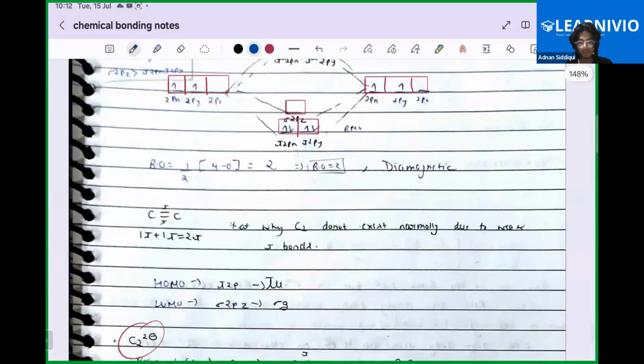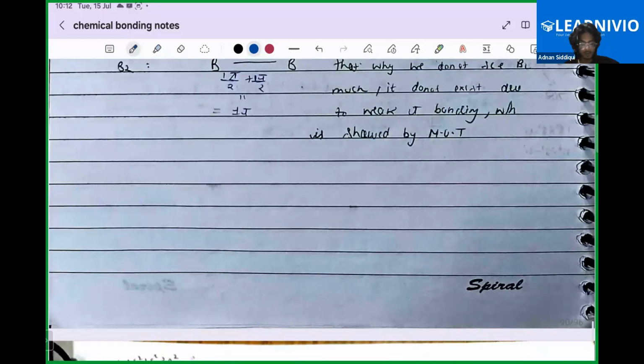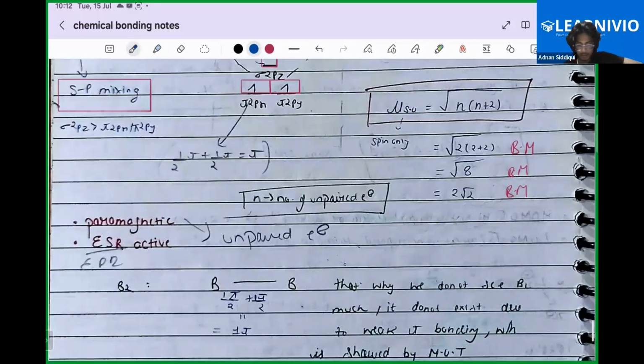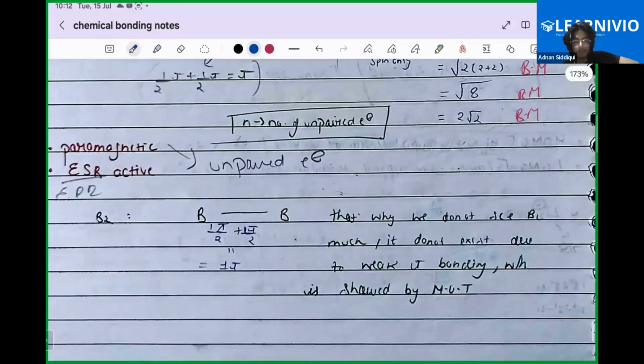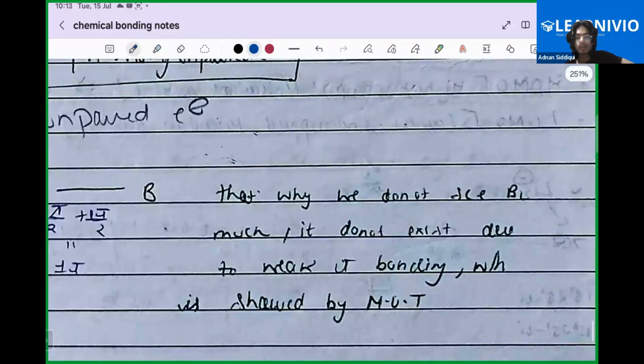I have written it as well. Then what about the above one? If you see this one, what I have written here, that's B2. Why we do not see B2 much: it does not exist due to weak pi bonding, which is shown by MOT. Are you able to read my writing? Tell me what is written over here.